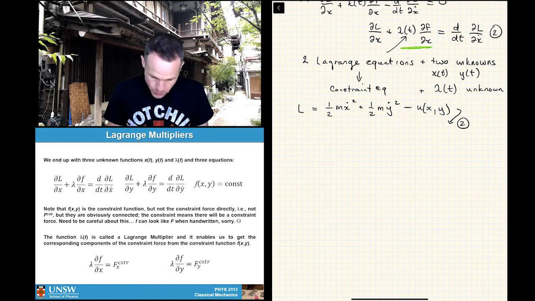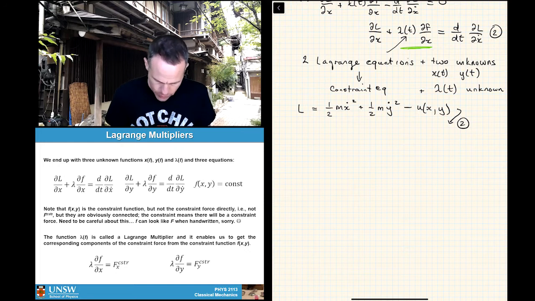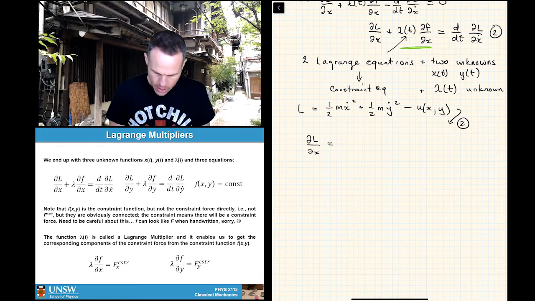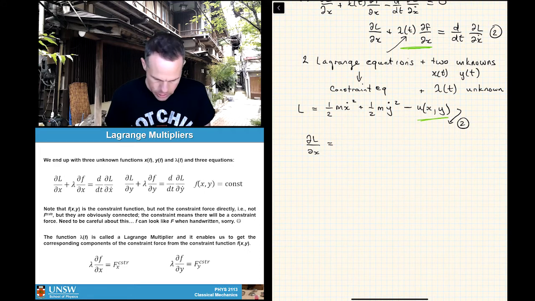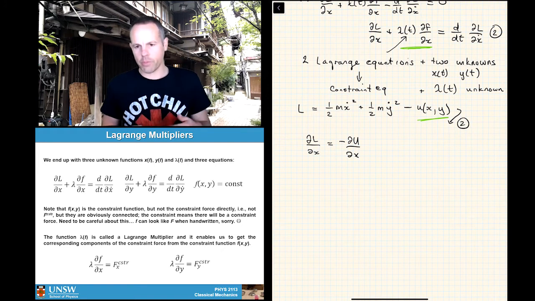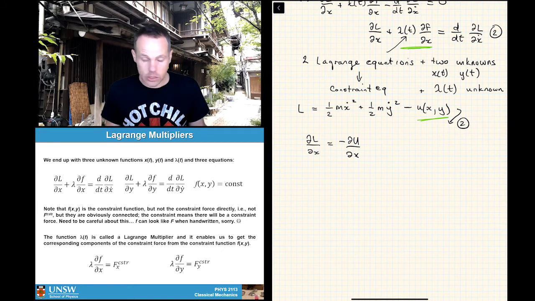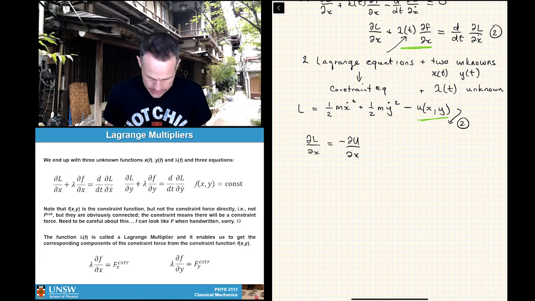So what we're going to do here is we're going to need some derivatives. First, we're going to need dL on dx. And of course, the only term in here that's got an x dependence is U. So we're going to get essentially minus dU on dx. And we know from a lot of our earlier work in the course that this is just a force, but we'll come back to that in a second.